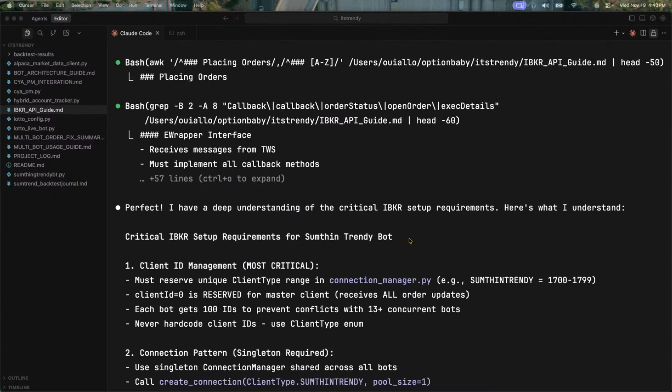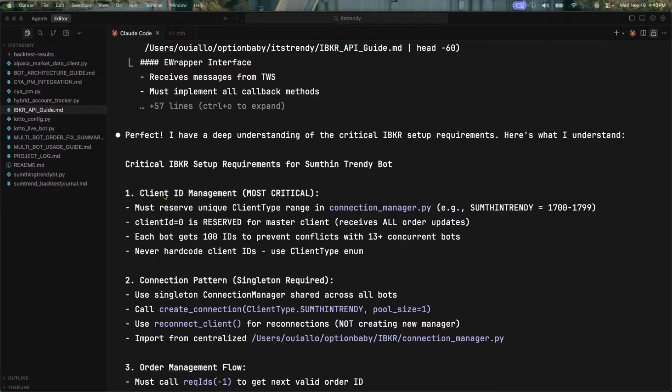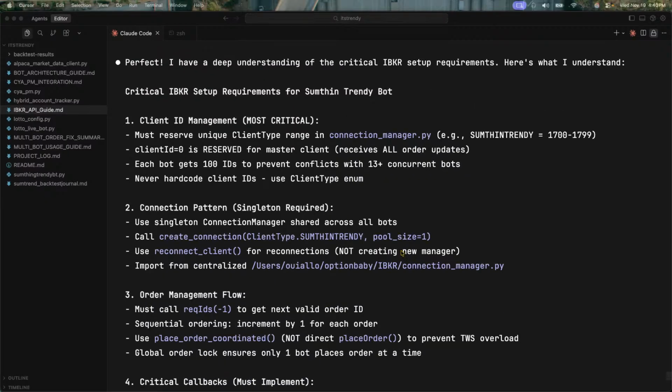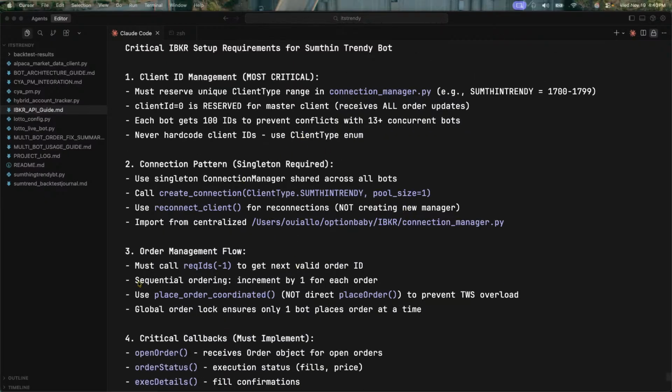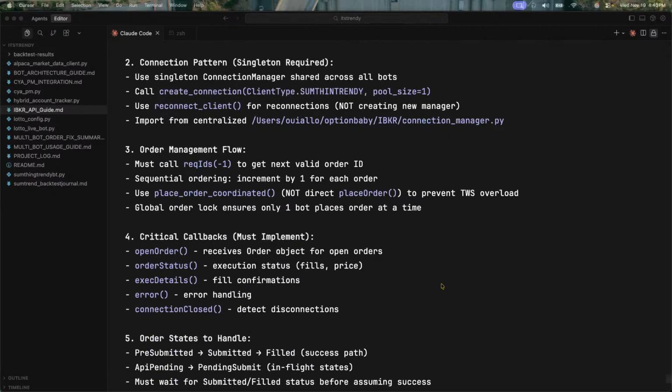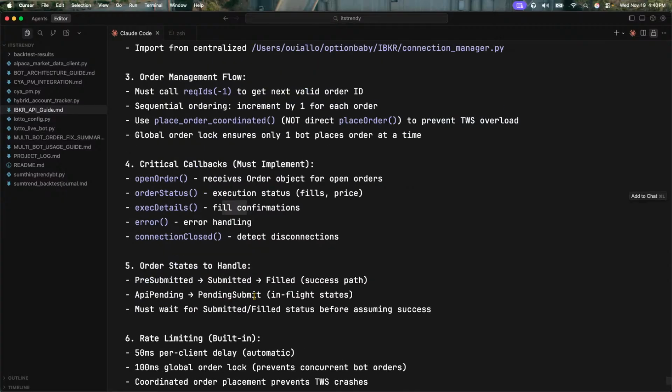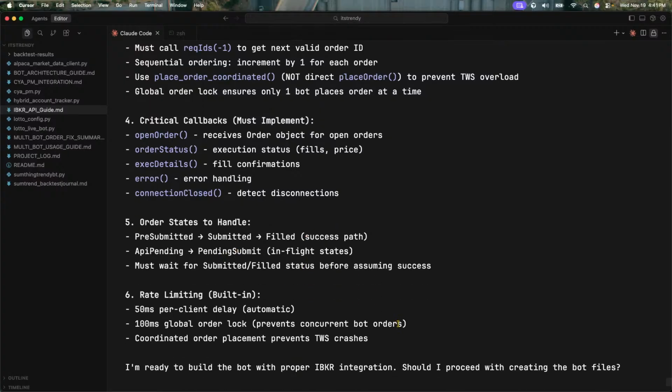Perfect. I have a deep understanding of the critical IBKR setup requirements. Here's what I understand. The client management, most critical, must reserve a client ID. Reserve for the master, reserve all. Each bot gets 100 IDs to prevent conflicts with the 13 concurrent bots. Never hard code. Use the client ID. Connection management. Order flow. Sequential order IDs, increment by one. Callback must implement: receive order status, fill. Beautiful. Order states to handle: pre-submit, fill. Must wait for submitted or fill before assuming success. I love it.